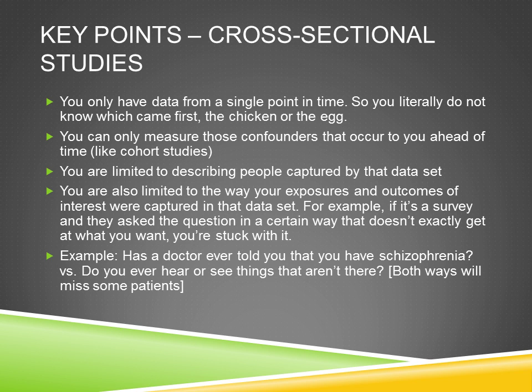So, for example, you could ascertain schizophrenia in lots of different ways. You could say to patients, has a doctor ever told you that you have schizophrenia? Or you could say to them, do you ever hear or see things that aren't there? And both ways will miss some patients. Some patients will not remember that they were told that they had it. Some patients will deny that they hear or see things that aren't there. So it's an imperfect question. When you have these cross-sectional data sets, you have to think about how the question was asked in the data set, and is it really what I want to know?